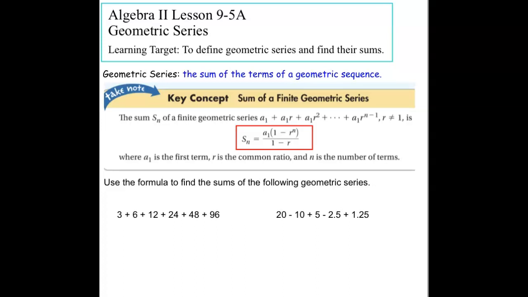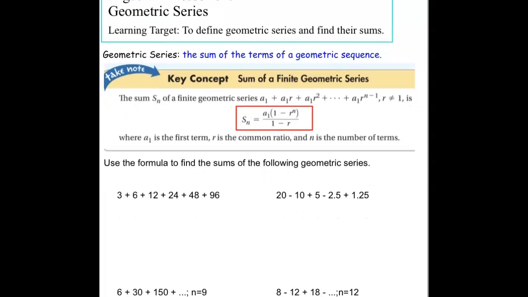Good morning. Today we're going to start looking at geometric series, which is just a geometric sequence that we are adding together. Our goal today is to define a geometric series and find their sums. All right, so again, a geometric series is the sum of the terms of a geometric sequence. And we have a formula to make that easy for us.